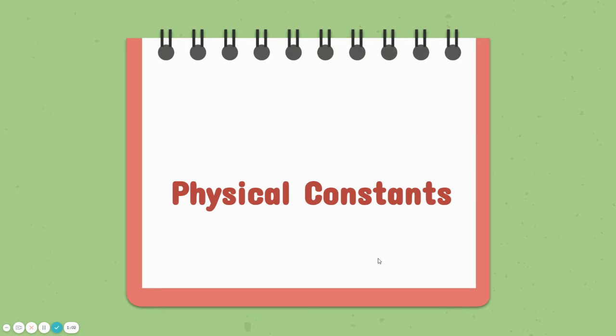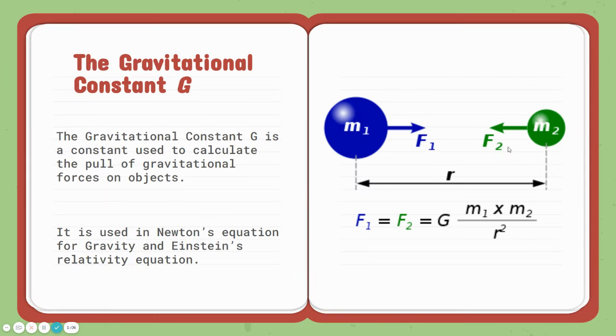So let's talk about the physical constants first, and we'll go through each one of them individually. The first one is the gravitational constant, which is always big G. The gravitational constant G is the constant used to calculate the pull of gravitational forces on objects. It is used in Newton's equation for gravity and Einstein's relativity equations.